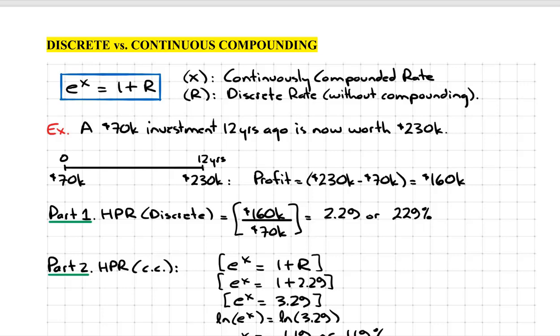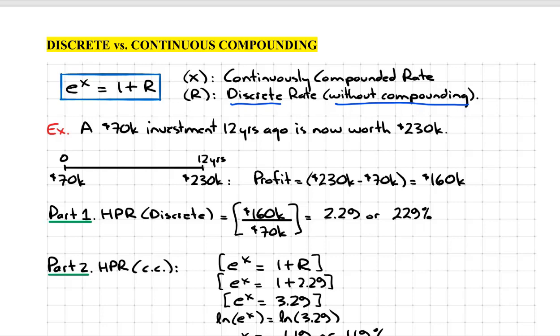Discrete versus continuous compounding. So before we dive into the frameworks, let's see if we can develop an understanding of what discrete and continuous is. With discrete, we're assuming no compounding. In other words, no interest on prior interest. Continuous is the exact opposite. With continuous, the compounding is non-stop.